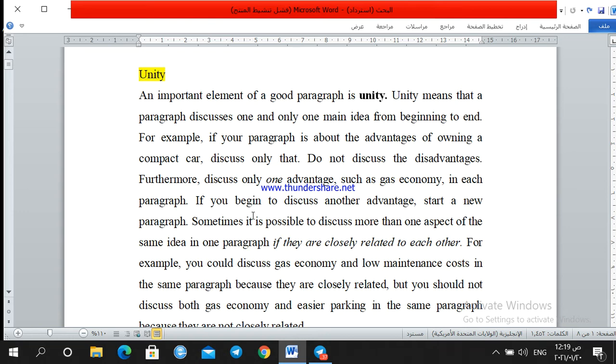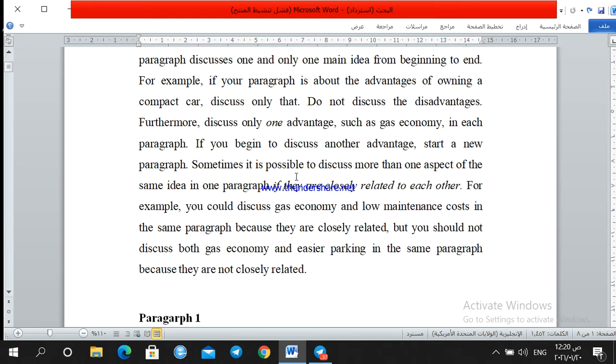If you begin to discuss another advantage, start a new paragraph. Sometimes it is impossible to discuss more than one aspect of the same idea in one paragraph if they are closely related to each other. So for now, we are going to have only a paragraph. We are going to come later to writing many paragraphs, I mean an essay. So this is the idea. If you want to focus on one idea, all the sentences you write belong to one main idea. Otherwise your paragraph will not have unity.